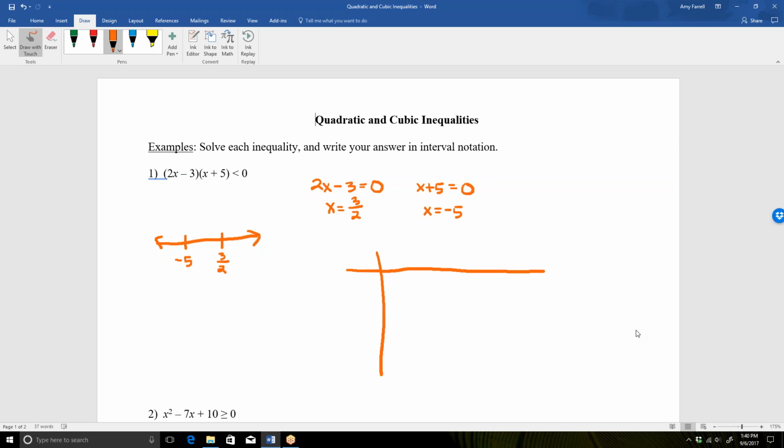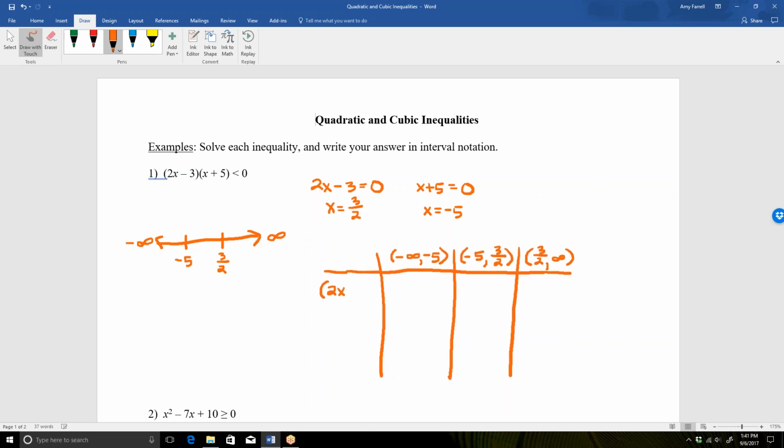So in my sign chart here at the top, I'm going to write the 3 intervals. Our first interval is negative infinity to negative 5. Negative infinity is used to represent a really small number. Then our middle interval is from negative 5 to 3 over 2. And our final interval, our third interval, is from 3 over 2 to infinity. Now also in my sign chart, I'm going to write the factors from the inequality. So 2x minus 3 and x plus 5.